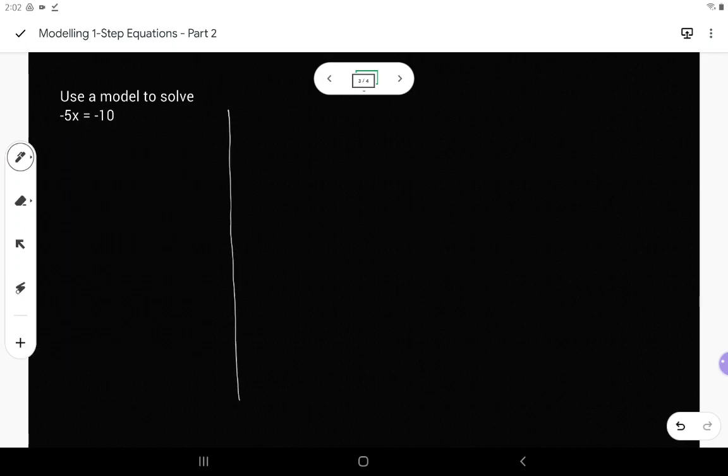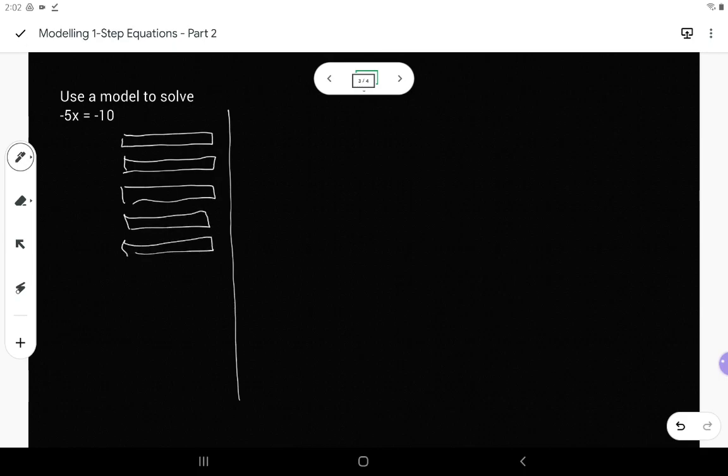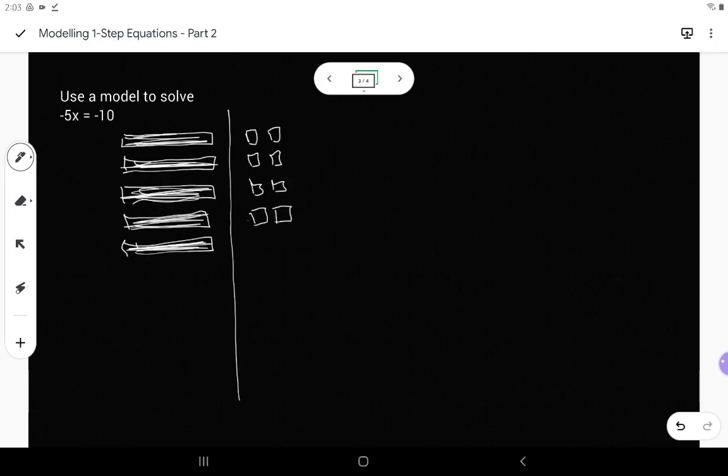Okay? So negative 5x, so I'm going to start out by drawing my 5 negative rectangles. Okay? And again, I put them into 5 neat rows, and that way I'm allowed to now on the other side take my negative 10 and put them into 5 equal groups, or 5 equal rows, and I'm looking at what I end up getting in each and every row.